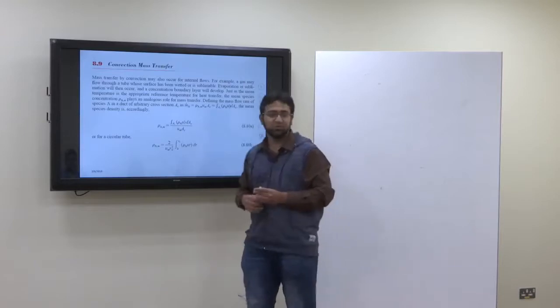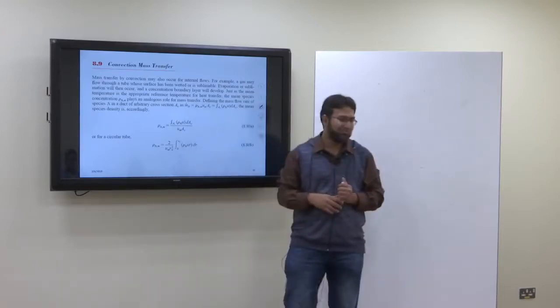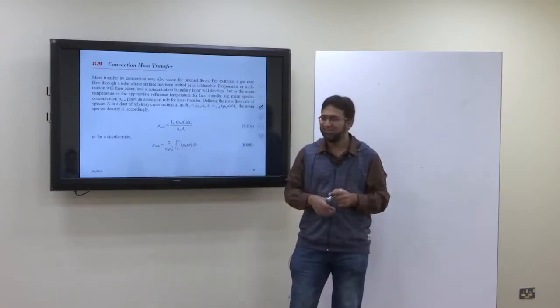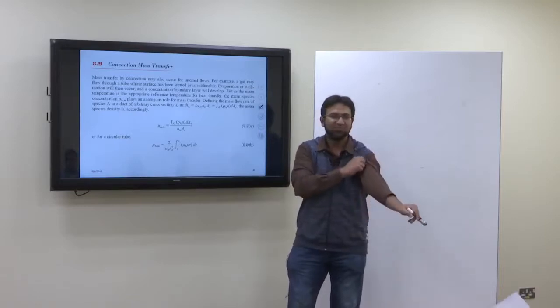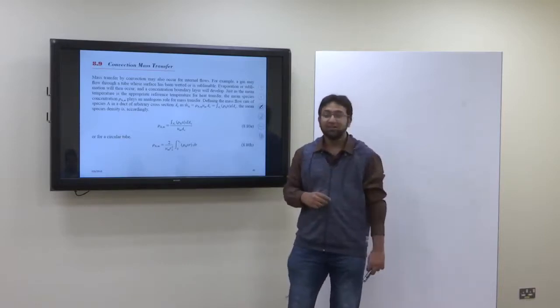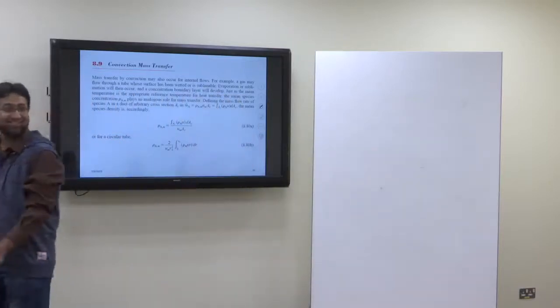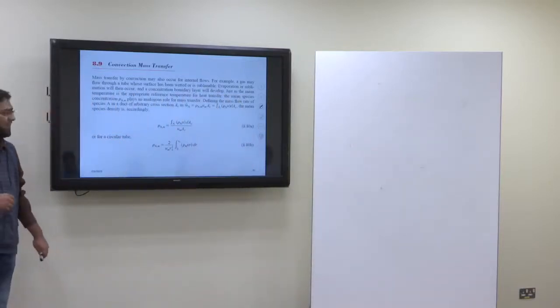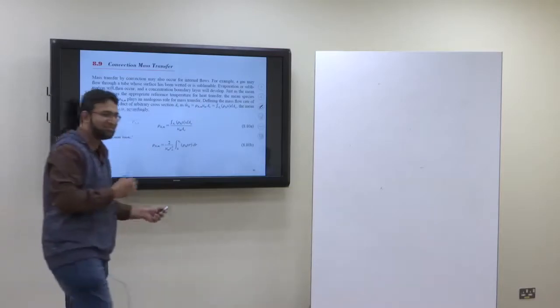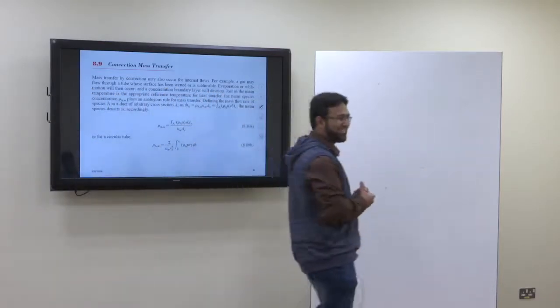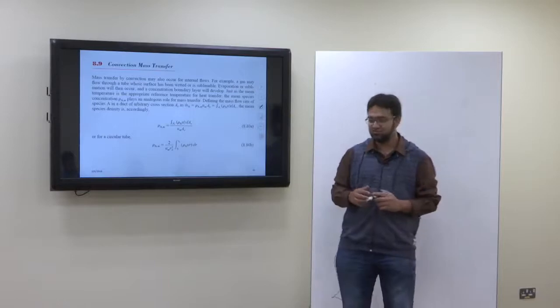Let's move towards the next topic, which is the last topic for chapter 8. This chapter 8 has really taken a lot of time. So this is the last topic: convection mass transfer. Yes, you covered mass transfer in the last chapter, but there is a small portion here as well.